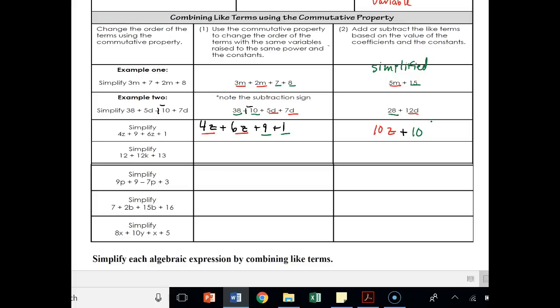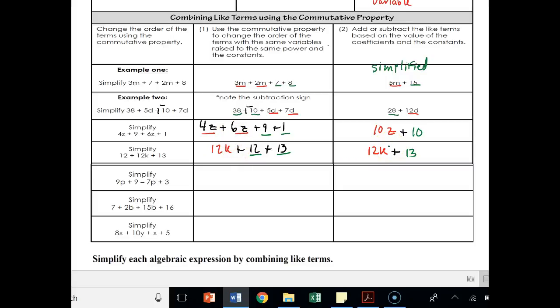All right, let's do another one. 12 plus 12k plus 13. So we've got 12k plus 12 plus 13. So the only like terms are actually 12 and 13. 12k is not a like term with any of these because it has the variable k on it. So our answer happens to be 12k plus 13. Right? And that's our simplified expression. So notice 12k had no like terms. It was all by itself, so we just left it alone.